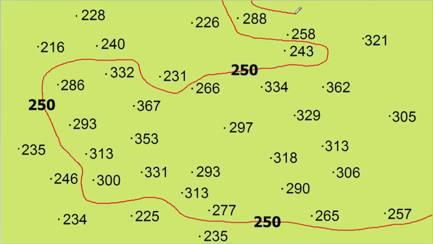I will draw my isoline between all the data points below 300 metres and all the data points above 300 metres.